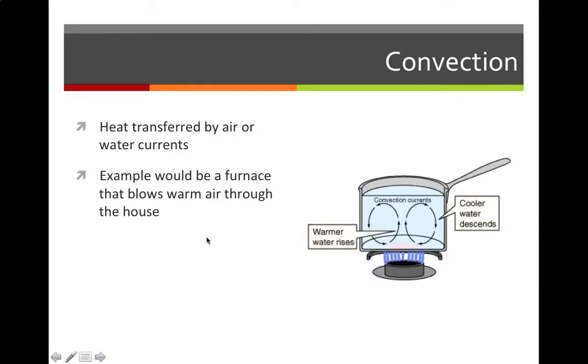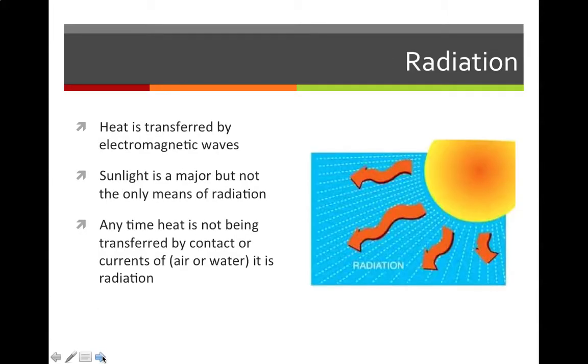That's related to contact. Then there's convection, and convection is air or water currents. It's like a cool breeze. A cool breeze comes and takes the heat off of you, but a warm breeze comes and warms you up. Your furnace is a great example of convection. And then there's radiation. Again, sunlight, or anytime you see something glowing hot and you put your hand near it, you're feeling radiation, right?